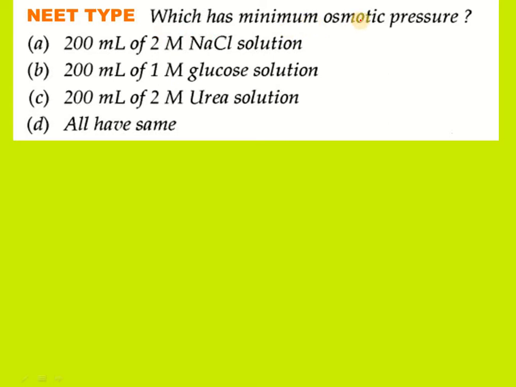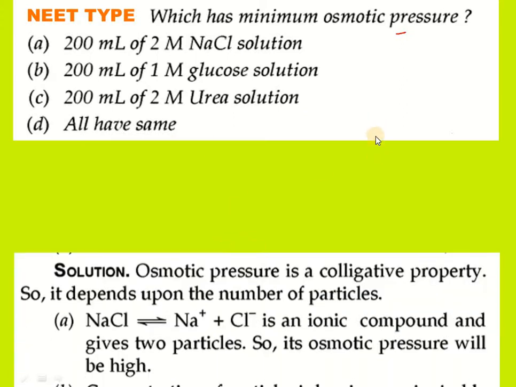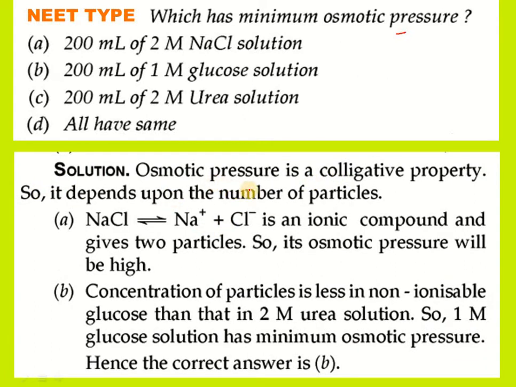Which has minimum osmotic pressure? 200 ml of 2m NaCl, 200 ml of 1m glucose, 200 ml of 2m urea solution, all have the same. So we know osmotic pressure is a colligative property. So it depends upon the number of particles. Sodium chloride gives 2 particles, so colligative property osmotic pressure is high for it. So concentration of particles is less in the case of non-ionizable glucose and urea.